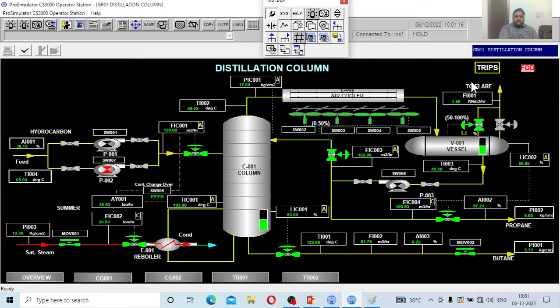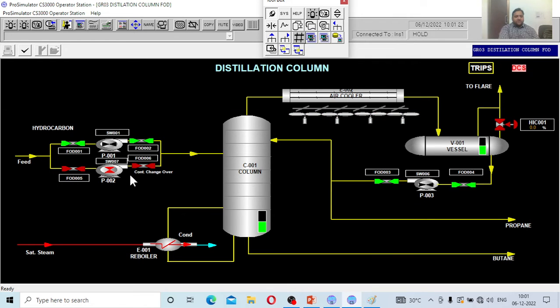Let me give you a small picture because it's a bit confusing. Let me go to the simple flow diagram. Some feed is going into the distillation column. This is the reflux drum, this is the reflux, and this is the reboiler. This is the bottoms product, which is butane, and the overhead stream is propane. It is cooled through the air cooled system.